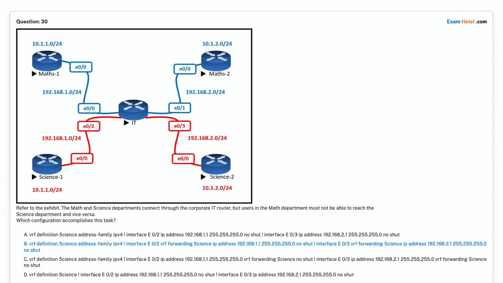Correct answer is option B. VRF definition Science, address-family ipv4. Interface Ethernet 0/1, vrf forwarding Science, ip address 192.168.1.1 255.255.255.0, no shut. Interface Ethernet 0/2, vrf forwarding Science, ip address 192.168.2.1 255.255.255.0, no shut.